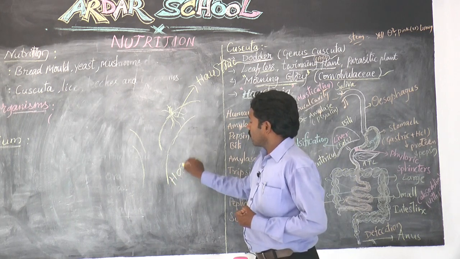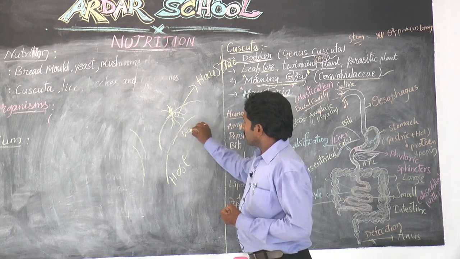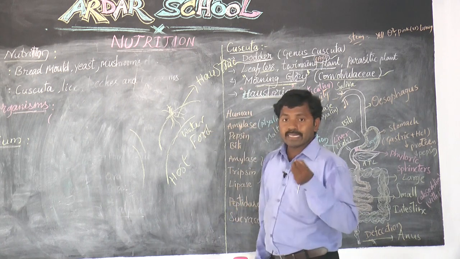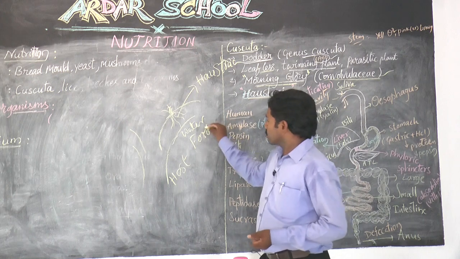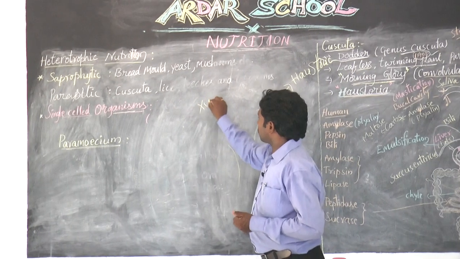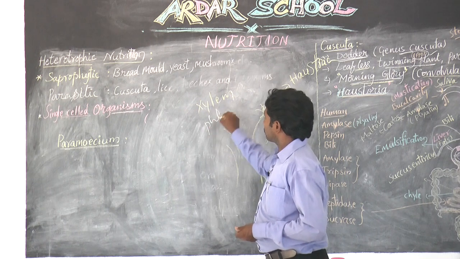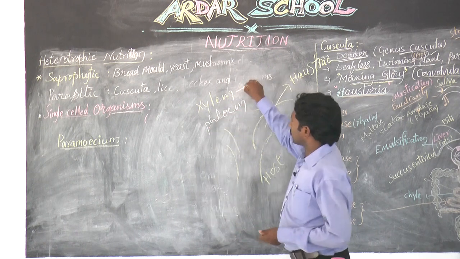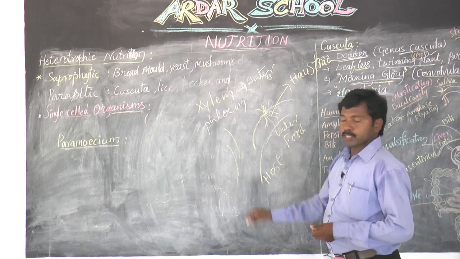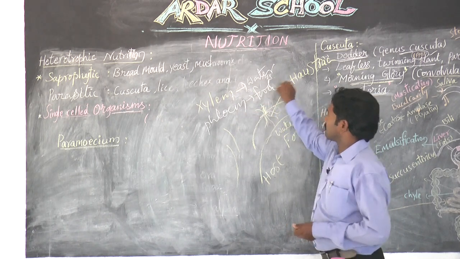This is the host plant. From the host plant, they can absorb water and food. So where do they get the water? Where do they get the food? Here in the host plant, two types of tissues are there. One is the xylem. The second one is the phloem. From the xylem, they get the water. Next one, phloem. From the phloem tissue, they can collect the food material.